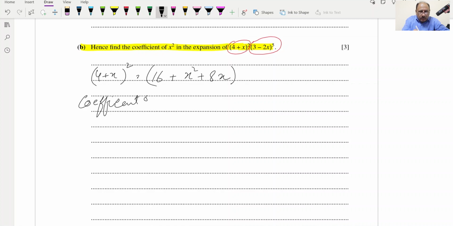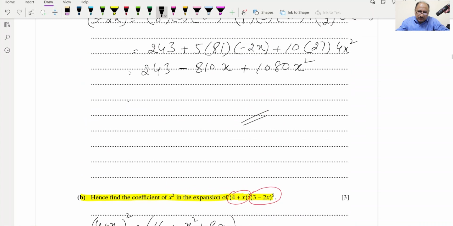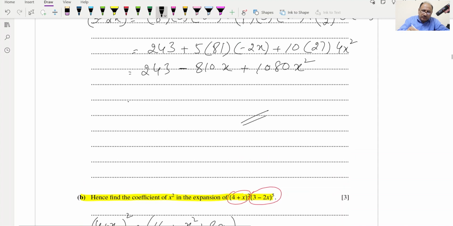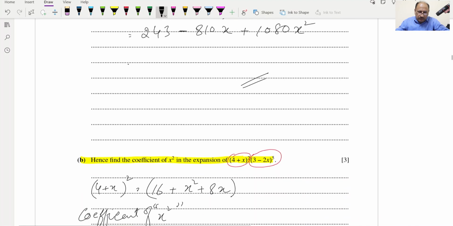Now for the coefficient of x squared, the previous expansion we just did is the expansion of 3 minus 2x raised to 5. So if we multiply 16 by the x squared term we will get an x squared term, and 243 if we multiply by x squared we will also get x squared, and 810x if we multiply by 8x we will get x squared.